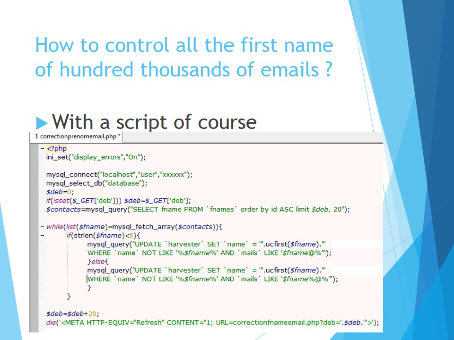So here, the system will automatically check the database on a table called first name, fname, and will take all the classic, generic first names. It will check if the first name corresponds to a first name in the database, and if it's not in front of the email address. If it's in front, probably it's wrong. So this script will do it for you. You can just download it.